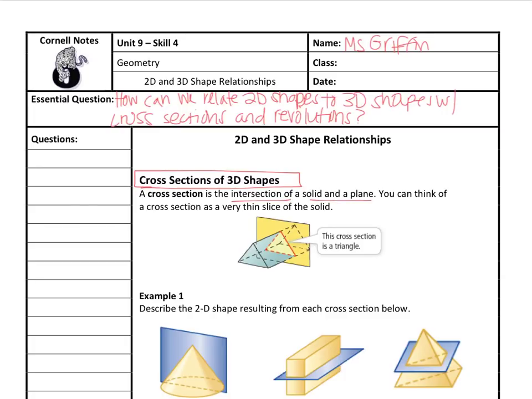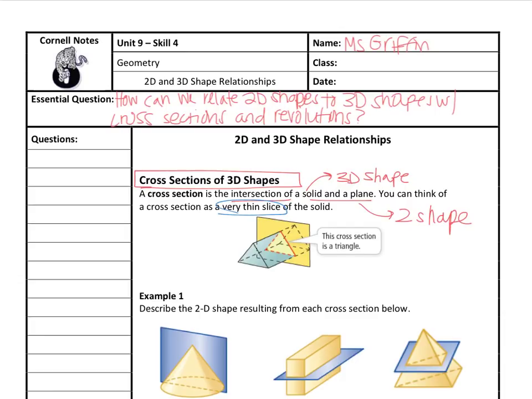Now that might seem a little bit goofy, a solid being a 3D shape, and a plane being a 2D shape. A plane is just like a flat surface that goes vertically, horizontally. You can think of your piece of paper as being a plane. It's a 2D shape because it's flat. You can think of a cross-section as a very thin slice of the solid.